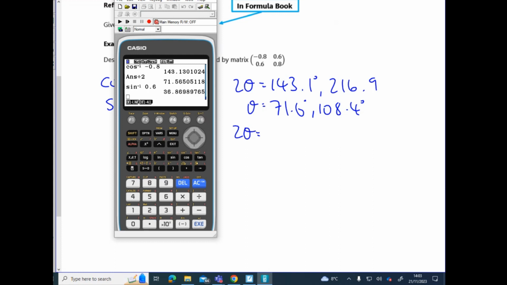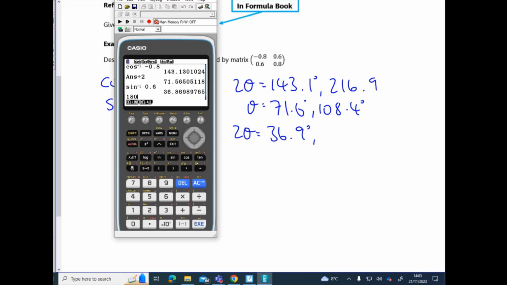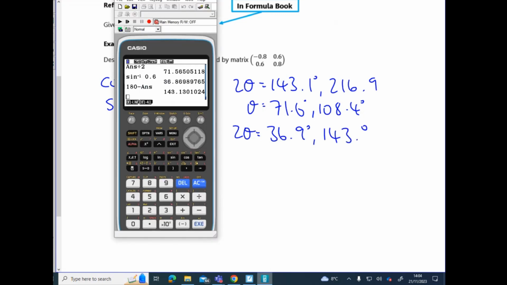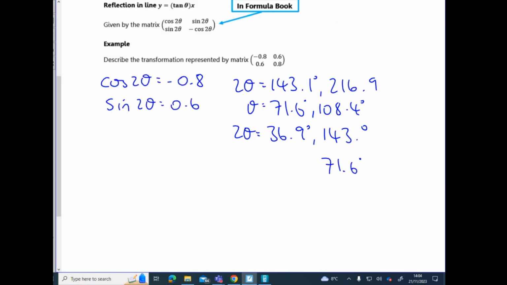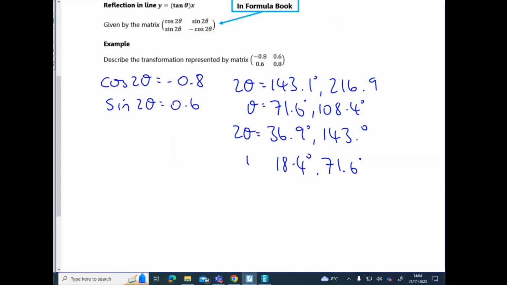Right, let's do inverse sine 0.6 now, so 36.9. Extra solutions for sine come from doing 180 minus that one. And you can see what's going to happen here. Divide these through by 2. So 71.6 is the one that we want, because that's the one that works for both of them. For completion's sake, we'll divide that by 3, so 18 point something. The solution that works for both of them is 71.6.